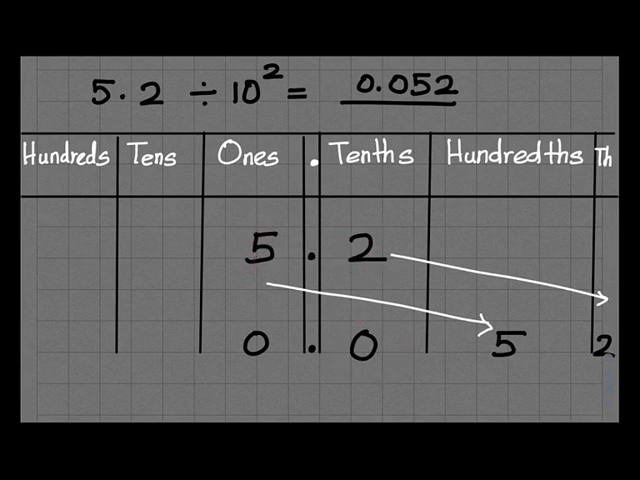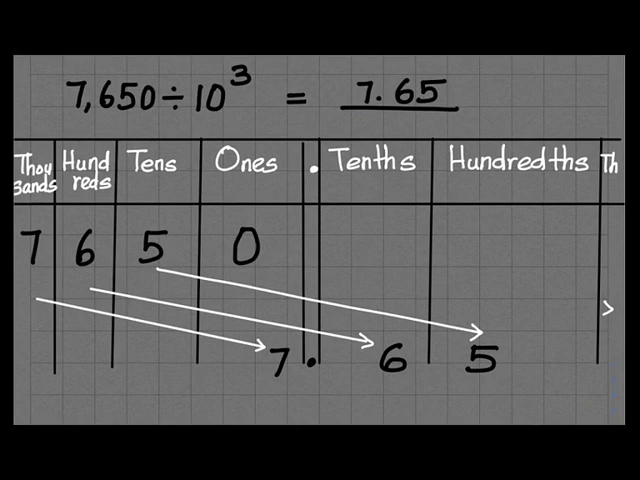The answer is 5.2 divided by 10 square, or 10 to the power 2, equals 0.052. The next problem, let's see, 7,650 divided by 10 cube.